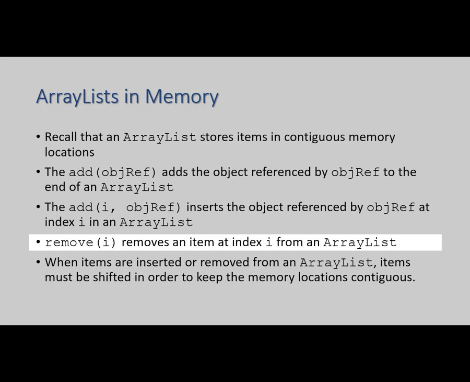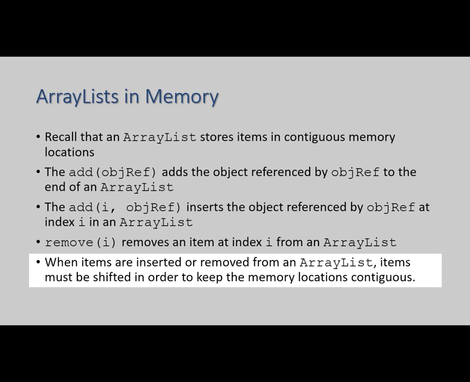The ArrayList remove method removes an item at the index specified by the argument from a list. When items are inserted or removed from an array list, items must be shifted in order to keep the memory locations contiguous.